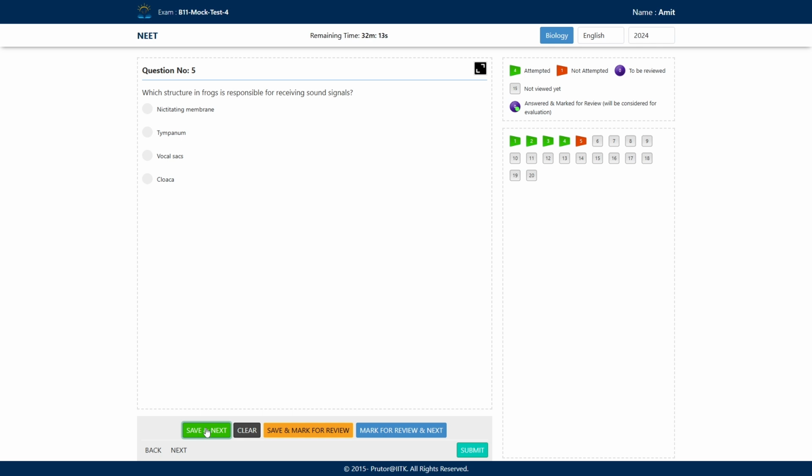But the nictitating membrane protects their eyes when they are in water. Humans also have the nictitating membrane, but that membrane is vestigial. It is not active. We have eyelids, and we do not have the nictitating membrane as an active organ, so it is vestigial. And vocal sac, yes, they do possess a vocal sac, but that has nothing to do with receiving sound signals. But yes, it is used to produce sound. They produce sound with the help of the vocal sac.